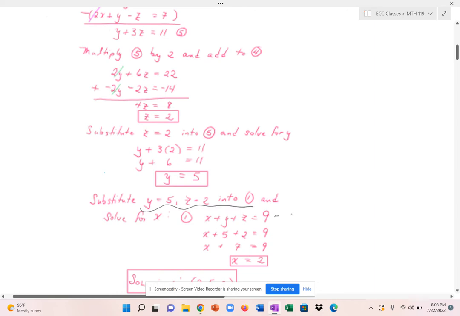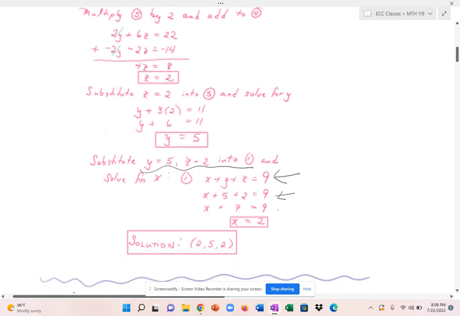This is what equation 1 looks like. x plus y plus z equals 9. Replacing the y with 5 and the z with 2, I get x plus 5 plus 2 equals 9. That gives me x plus 7 equals 9. Subtract 7 from both sides, you get that x is equal to 2. So you present your solution in the order x, y, z. x is 2, y is 5, z is 2. There we have our independent system.